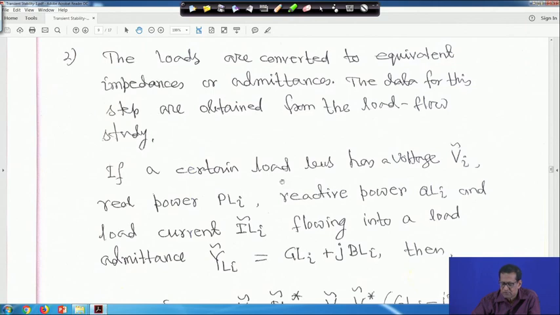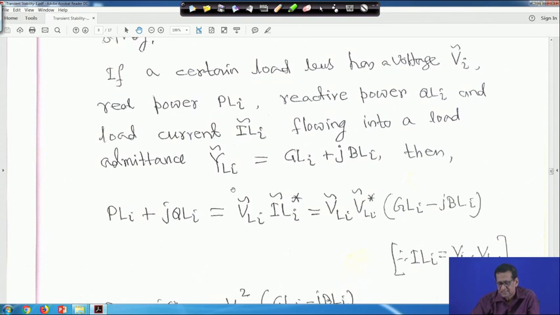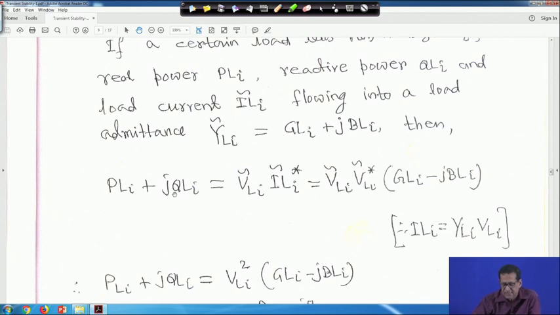Suppose a certain load bus has a voltage V_Li tilde, a complex phasor quantity, real power P_Li, reactive power Q_Li and load current I_Li tilde flowing into a load admittance Y_Li equal to G_Li plus j B_Li. You know these from your load flow studies. Then we write P_Li plus j Q_Li is equal to V_Li tilde times I_Li tilde conjugate. Or if you write P_Li minus j Q_Li, then it will be V_Li tilde conjugate times I_Li tilde.